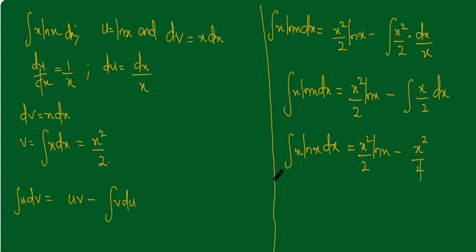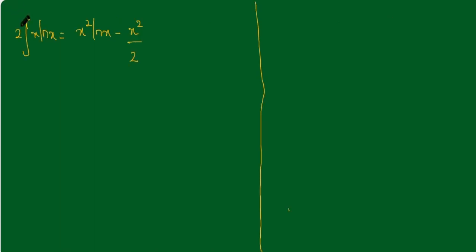So 2 integral of x ln x dx now gives us 2 into brackets x squared over 2 ln x minus x squared divided by 4. So we have our 2 integral of x ln x dx, sorry, will be equal to x squared ln x minus x squared divided by 2. So we now have to substitute this into our original integral that we obtained.